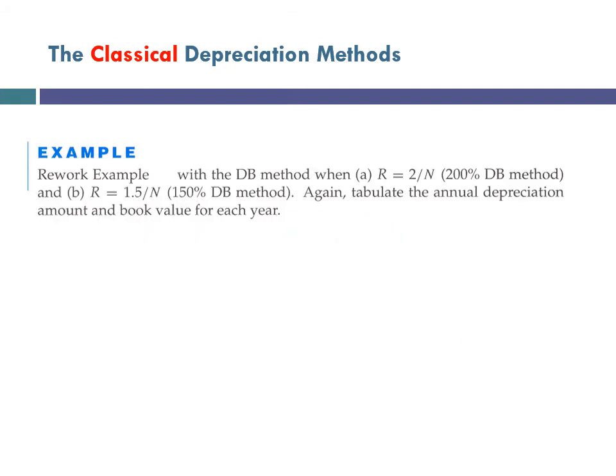Okay, let's consider the same example that we solved, and let's calculate the depreciation amounts by using declining balance. In the first part we will use 200% declining balance, which means that R is 2 over N. And in the second part, let's use 150% declining balance, which means 1.5 divided by N.